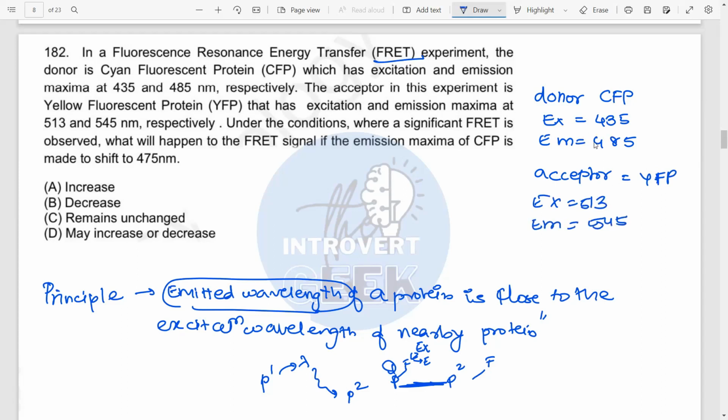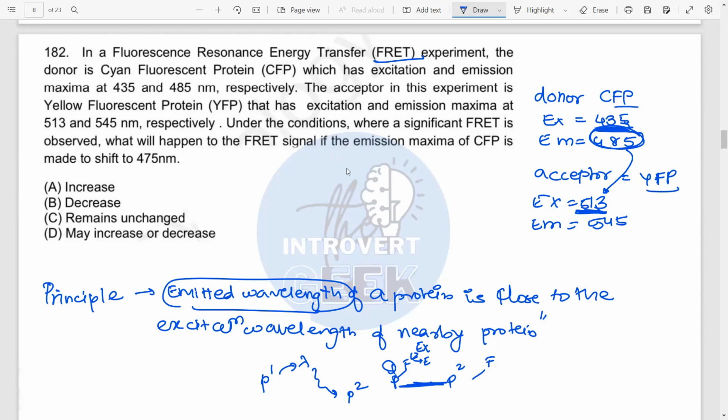So if you notice, the excitation wavelength of the donor is 435. So at 435 it will get excited and it will emit at 485. Now look, the emission spectra of the donor is very, very close to the excitation spectra of the acceptor YFP. So if they are in close proximity, then the CFP will definitely activate the YFP. Under these conditions, there is a significant FRET observed.